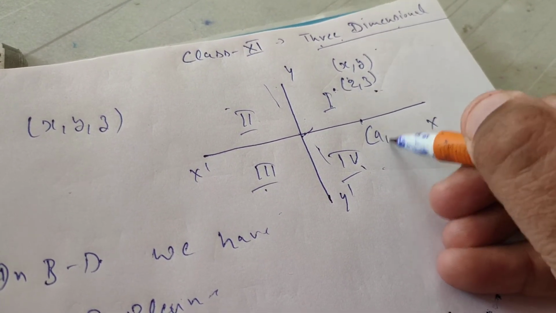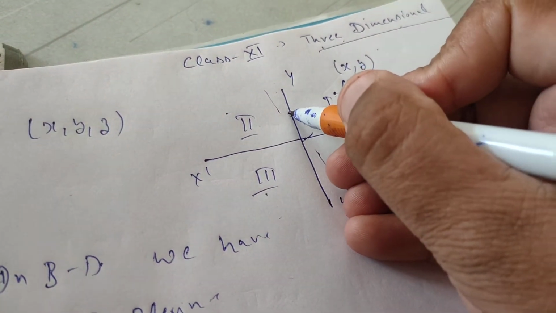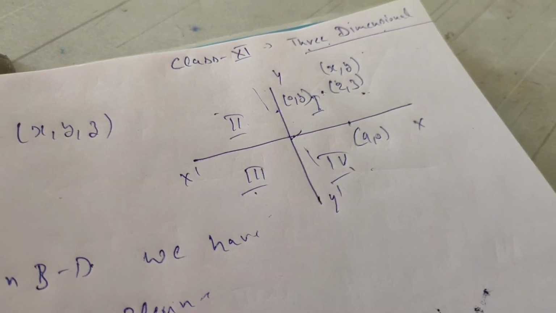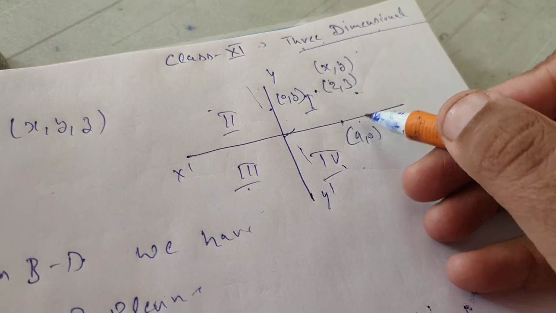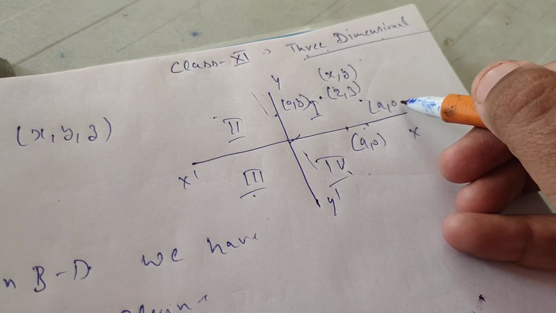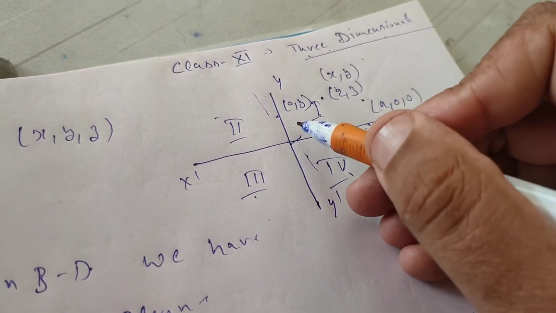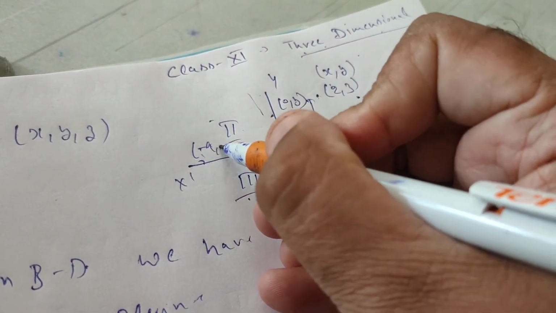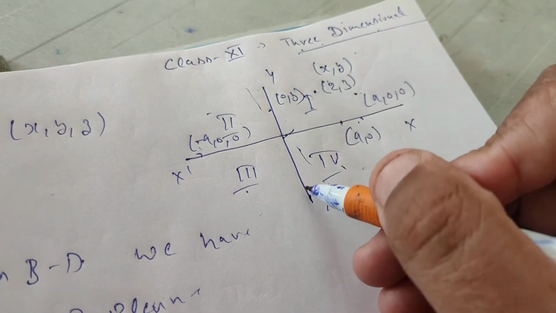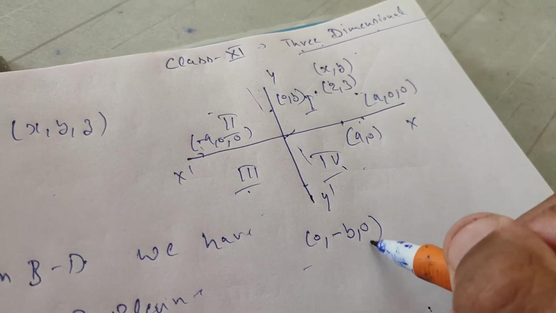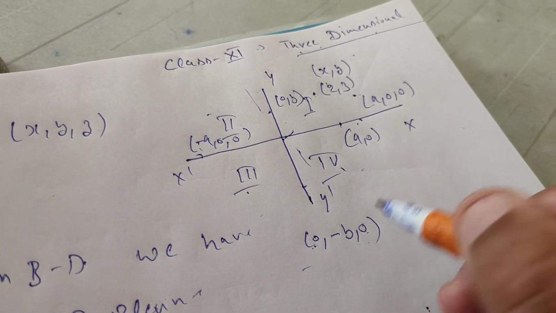You say sir (a, 0), and on this axis you say sir (0, b). Similarly, if in three dimensions on this axis the point will be (a, 0, 0). On this, (minus a, 0, 0). On this, (0, minus b, 0). In three dimensions there are 3 terms. Okay.